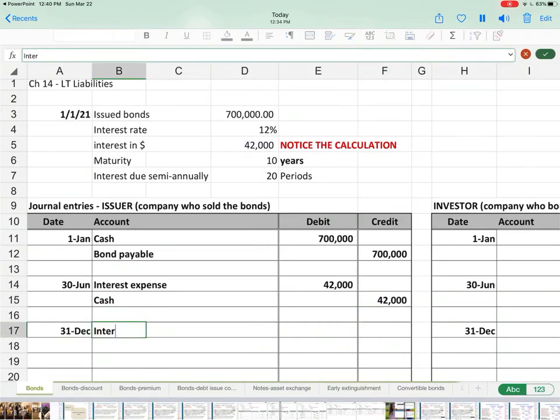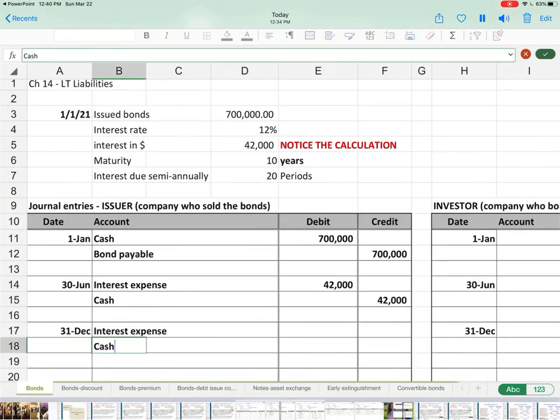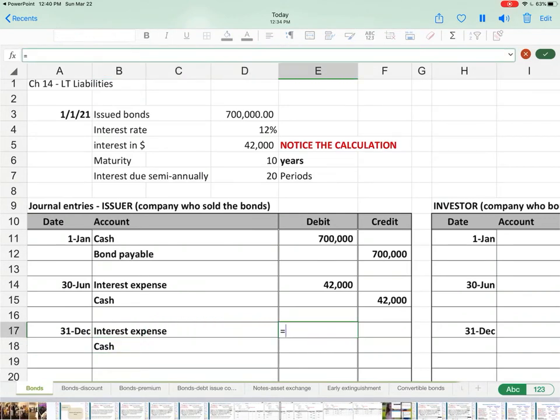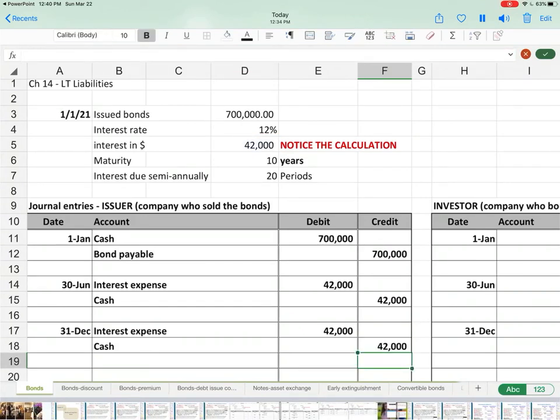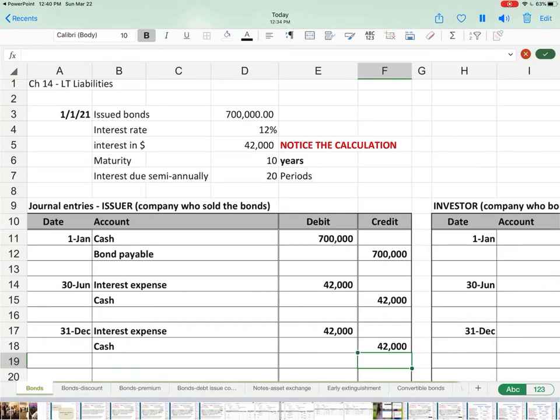Very simply, we would debit interest expense and credit cash. Interest expense for $42,000 debit, cash for $42,000 credit. So again, this is an instance where our bond is being issued at its face amount. So we're not doing any present value calculations yet. We're just accounting for this bond at its face amount.